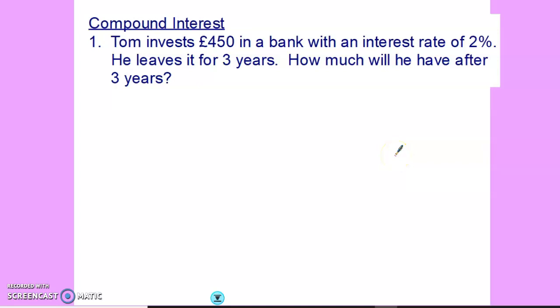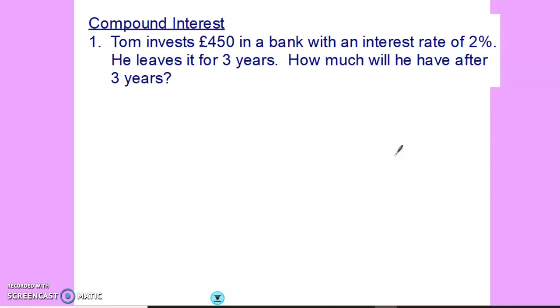Right, we've had a look at simple interest. This time we're going to have a look at compound interest. Now, the difference with compound interest is that when you leave your money in the bank, every year that you leave it in, the interest that you get from the year before gets added on and becomes part of the calculation for the new year.